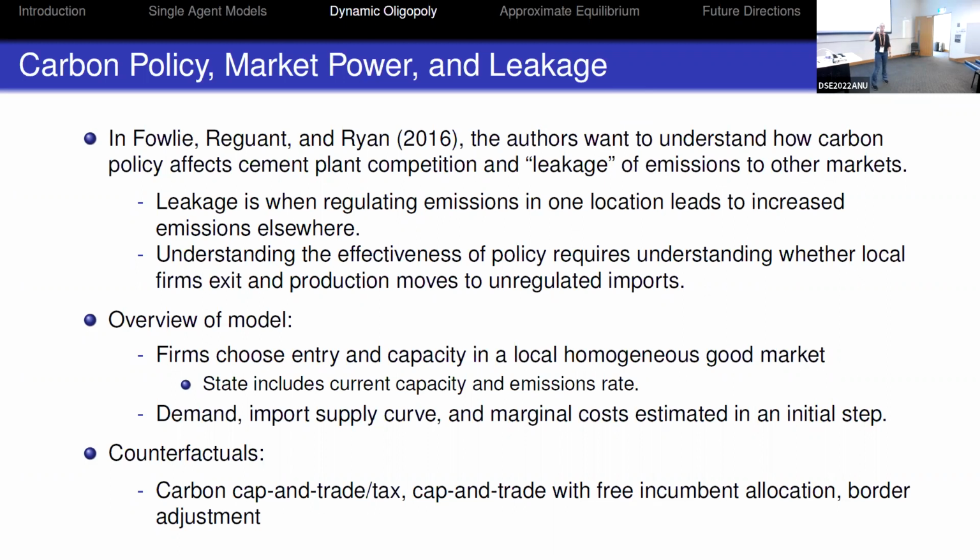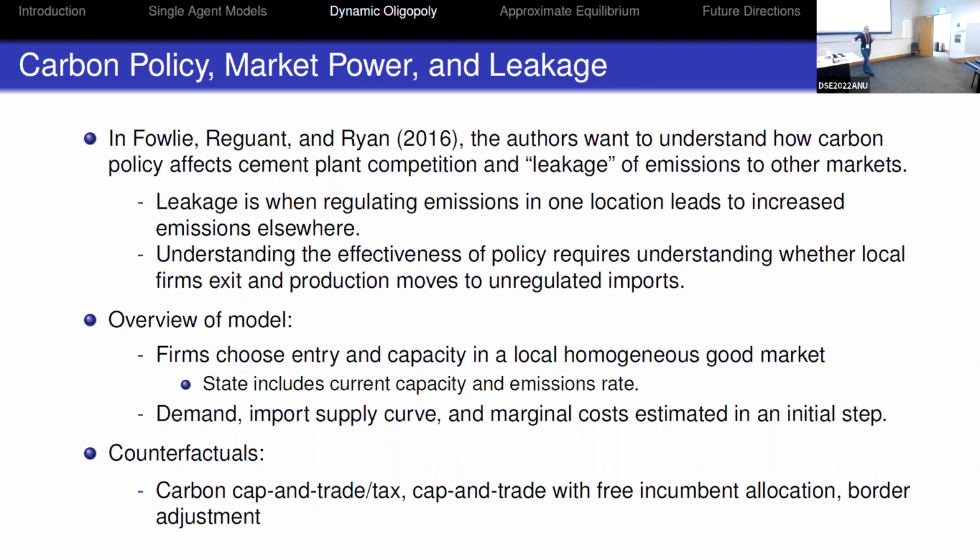So cement is sort of, in environmental economists' eyes, the last industry. It's going to be the hardest industry to decarbonize in many ways. One of the hardest. There's probably smaller ones. It's a big one too, right? So we think a lot about cement. All right, so what are they going to do here? There's this homogeneous goods market. It's relatively small. The state's going to include current capacity and your emissions rate. There's different technologies, so different firms emit different amounts of carbon.